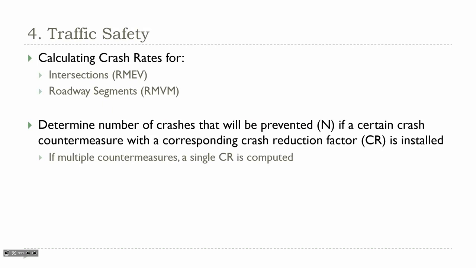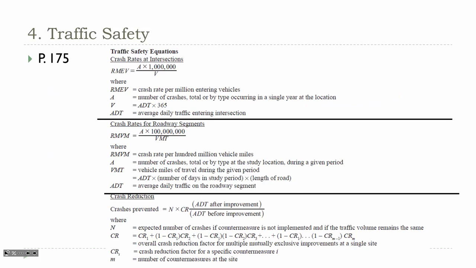Traffic safety. So this is calculating crash rates. For intersections, we're interested in the rate per million entering vehicles, so the number of vehicles actually entering the intersection. For a road segment of a certain length, L, we're interested in the total VMT, the rate per 100 million vehicle miles traveled. That's more like a VMT, since the length of the roadway segment is important. We can also determine the number of crashes that will be prevented if a certain countermeasure is installed, and we have equations for both of those.